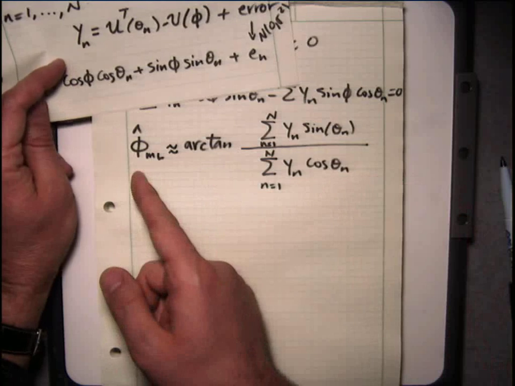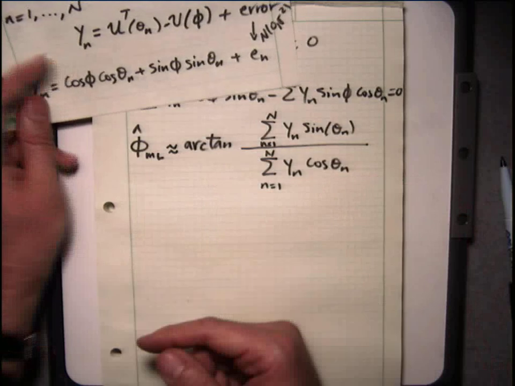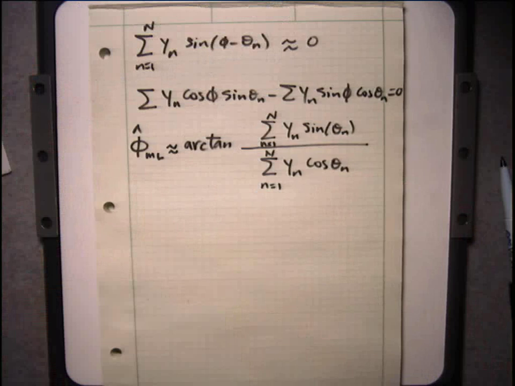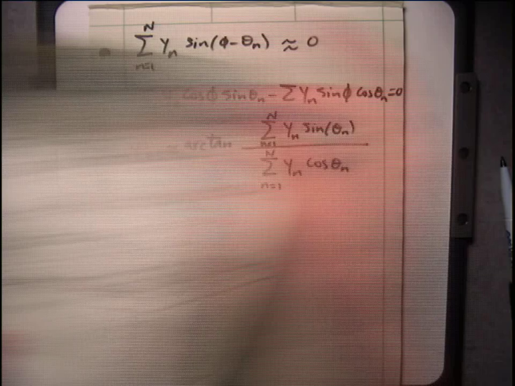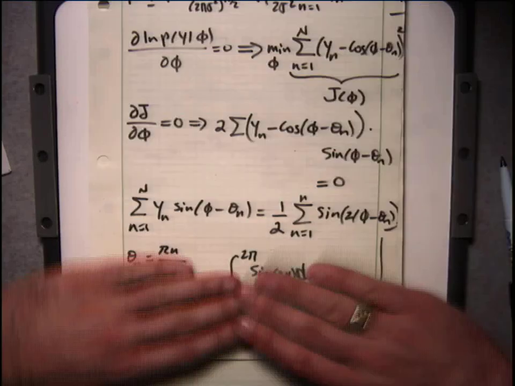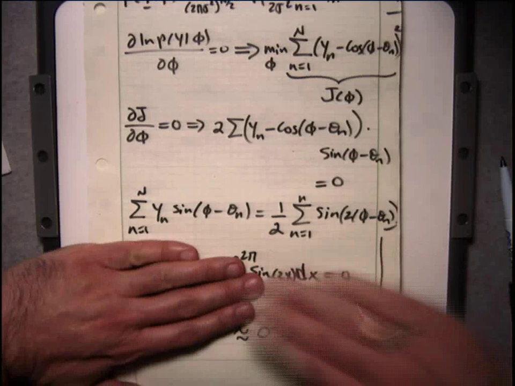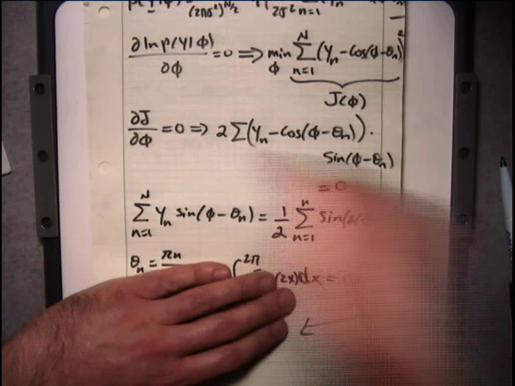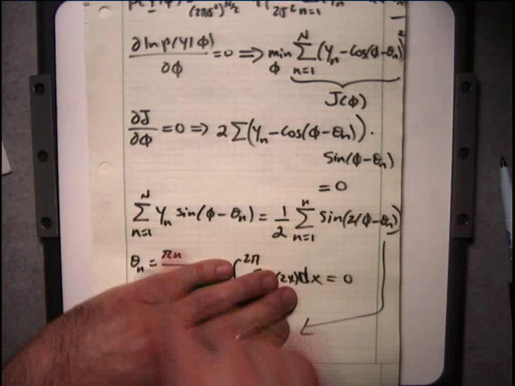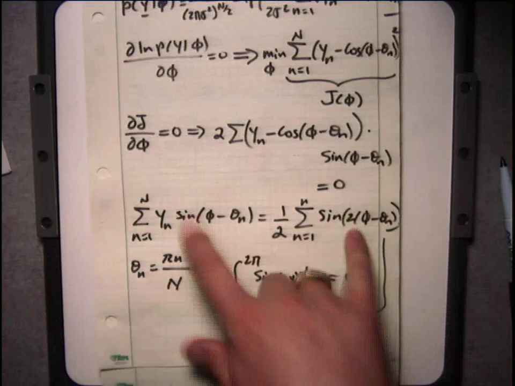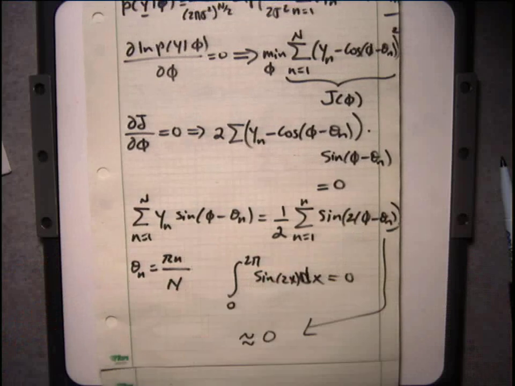Okay? If we didn't make this approximation, then we would be stopping here, and we would have to use some numerical technique to solve this problem. This would be an equation that would have to be solved using something like Newton's method. Okay. Now I'll show you how to do that as well.